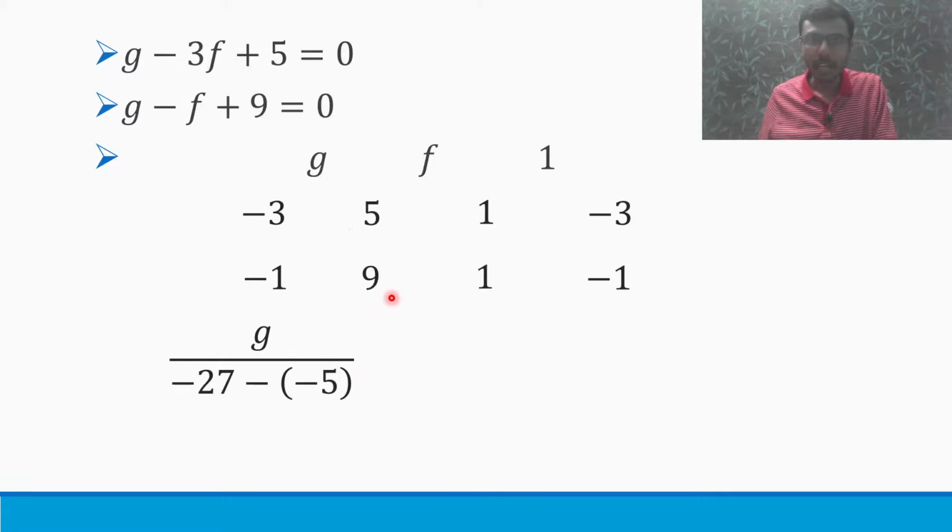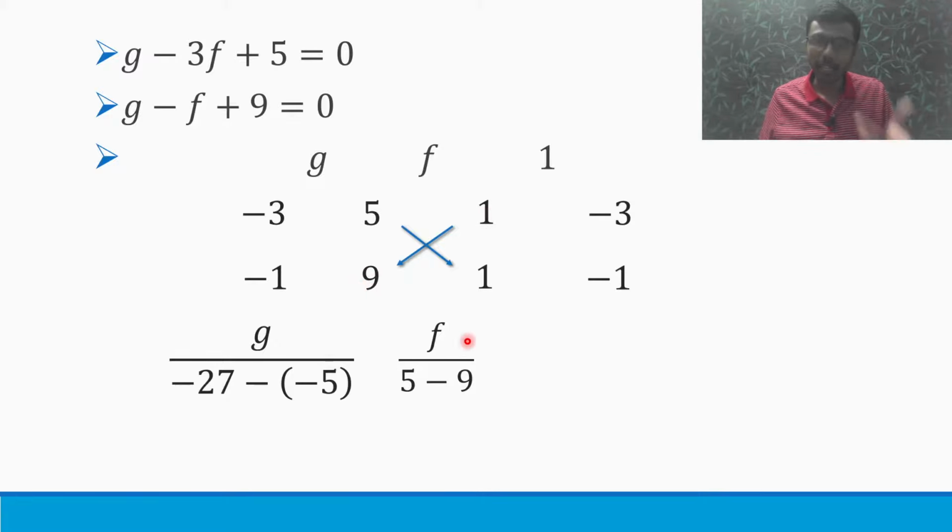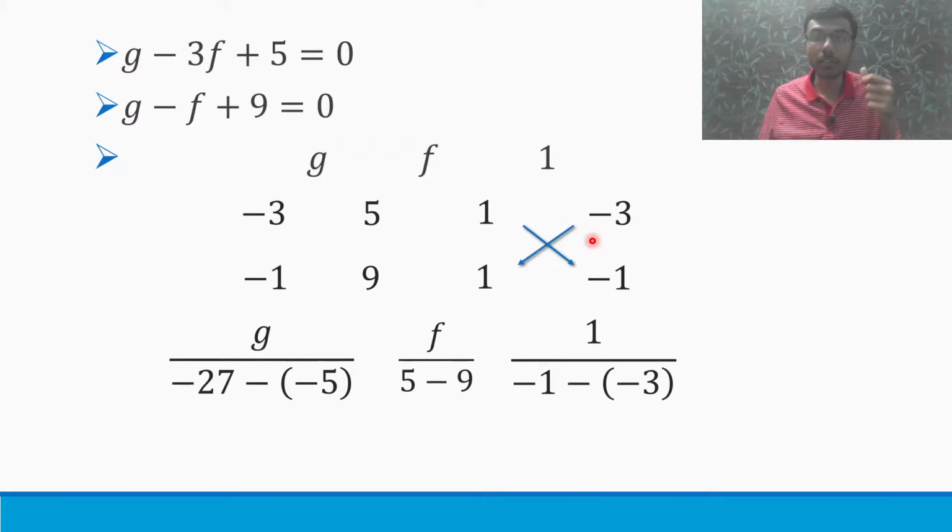Now next, f divided by 5 into 1 minus 1 into 9. Like this cross. 5 into 1 minus 9 into 1, or 1 into 9, anything. 5 ones are 5 and 1 into 9 is 9. So 5 minus 9. Now next, 1 divided by 1 into -1, which is nothing but -1, and -3 into 1 is -3. All good, and don't forget to put the equal to signs.